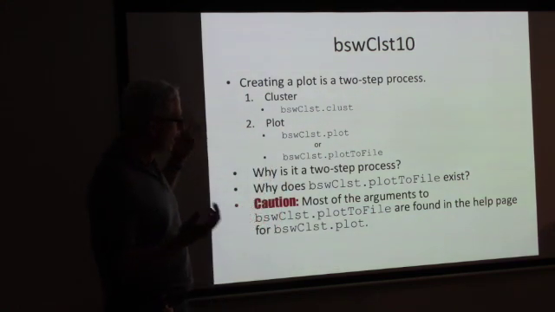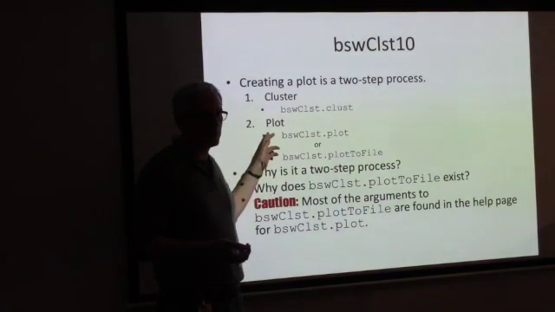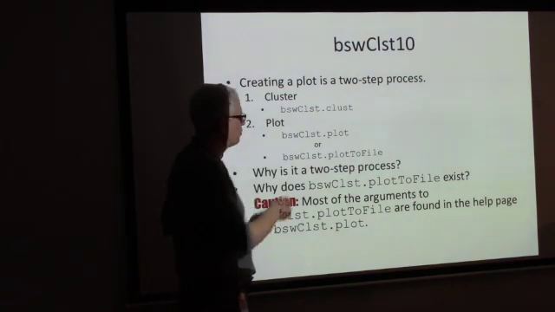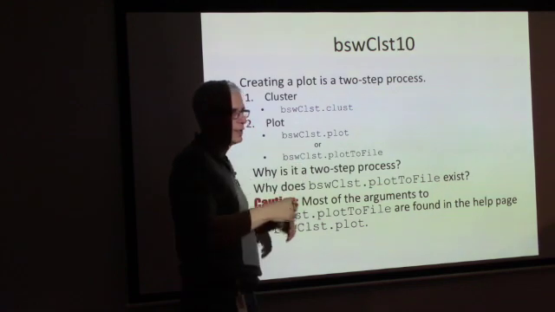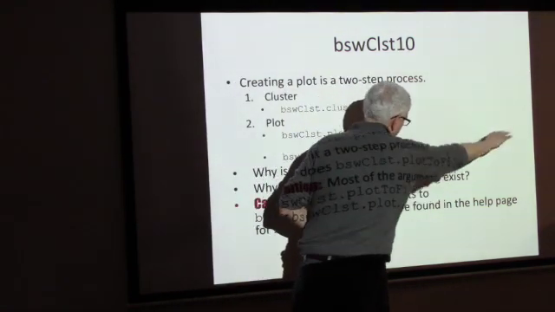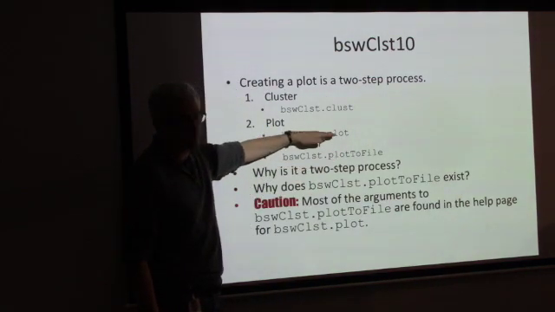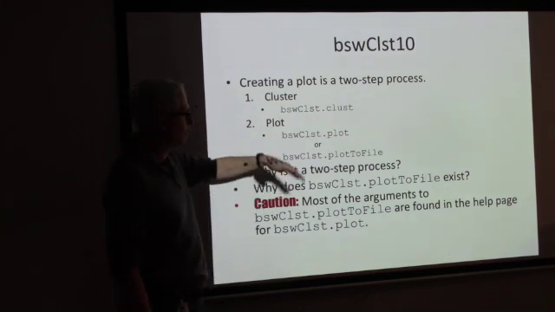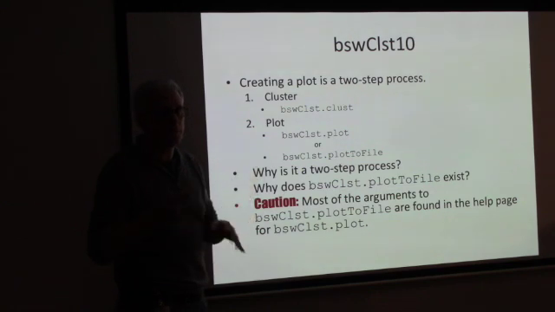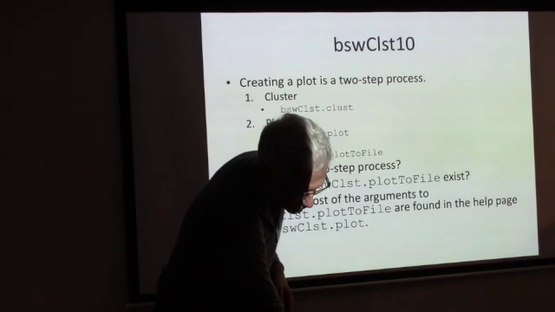These are extra arguments that are passed on to some other function. So what happens, not surprisingly, is BSW plot to file uses BSW plot. And so if you want to give arguments to BSW plot when you're using this, that's what the dot dot dot is for. You're just going to add them in there. But they're not documented for this function, they're documented for that function. So you have to look at the help pages for both of these to find all the things that you can mess around with. Or you can ask me or Rashad.